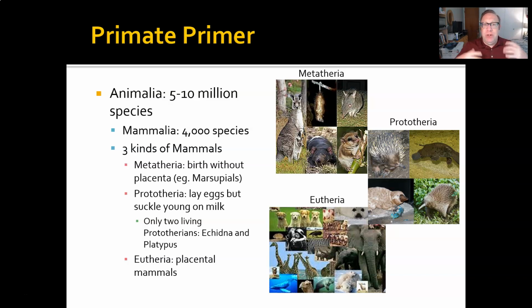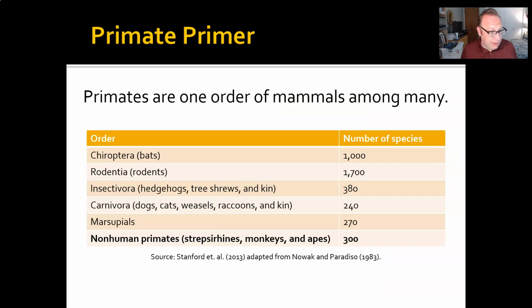And finally, you have eutherians, which are placental mammals. They give live birth from a placenta, and suckle their young. It's most of the mammals we think of. It's the kind of mammal we are. It's the kind of mammal all primates are.